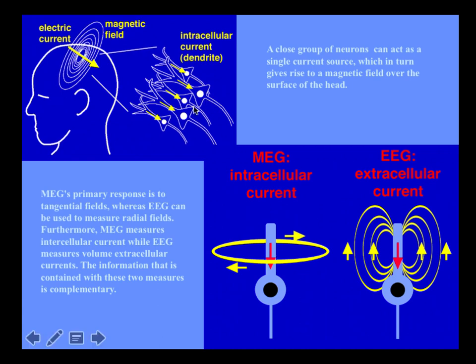And so there's a little bit of difference in terms of the current flows that we're very sensitive to. We actually pick up all of them, but we're differentially sensitive. EEG picks up the extracellular currents more because they're volume conducted outside. We're more sensitive to the intracellular current flows.